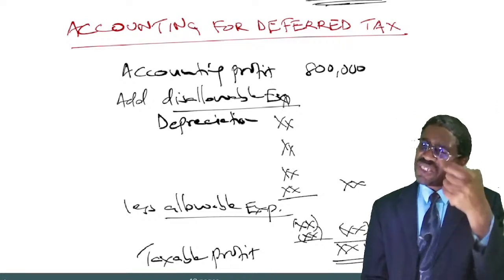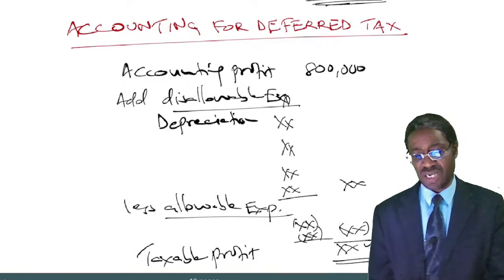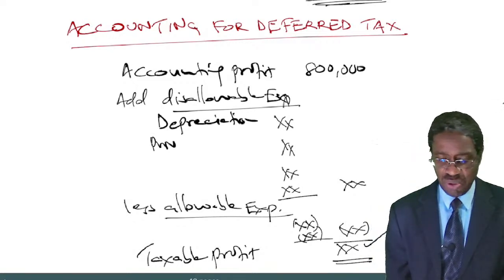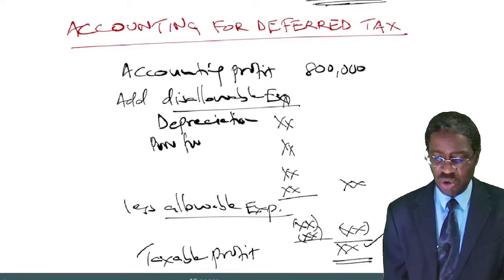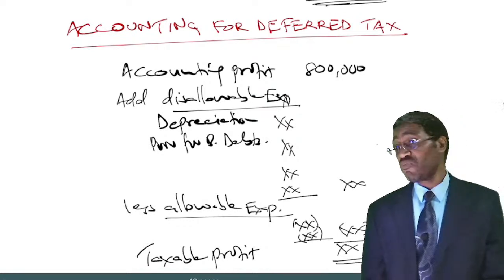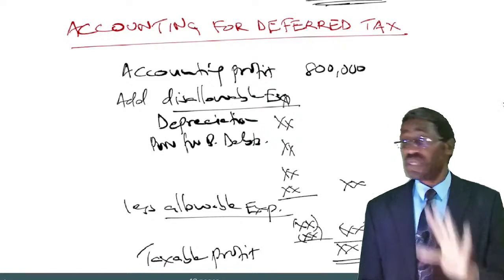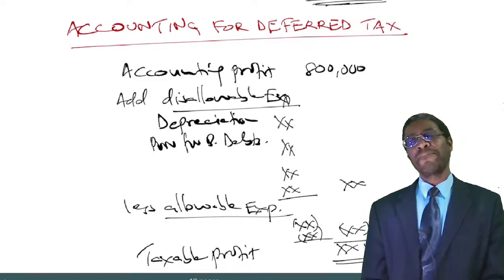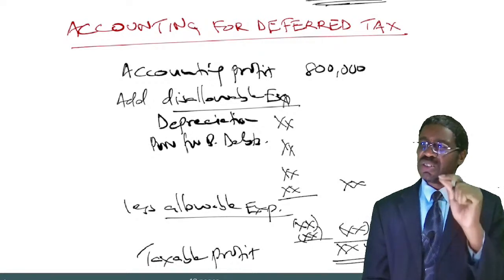So when expenses are overcasted, again, profit is undercasted. Another example of disallowable expenses is what we call provisions for bad debts. Provisions for bad debts are not recognized for tax purposes as an expense. Another one you know is donations.